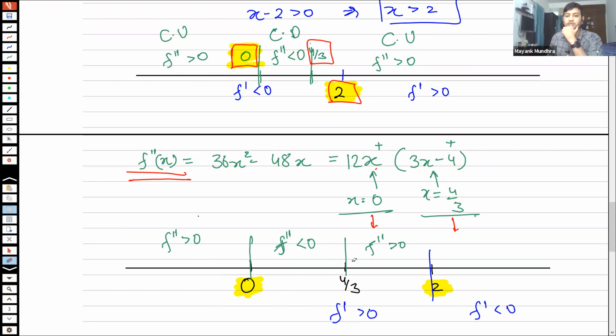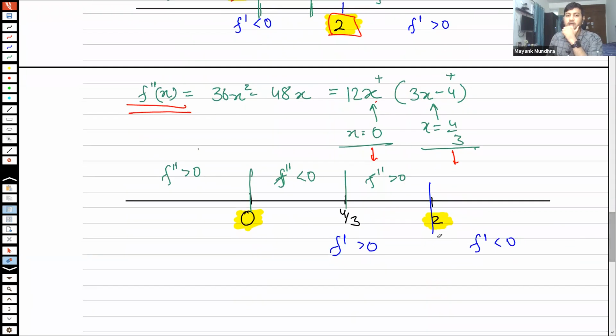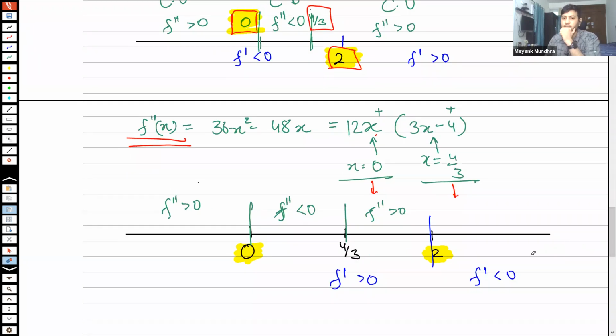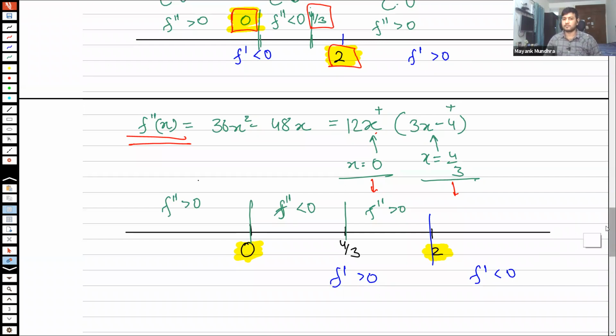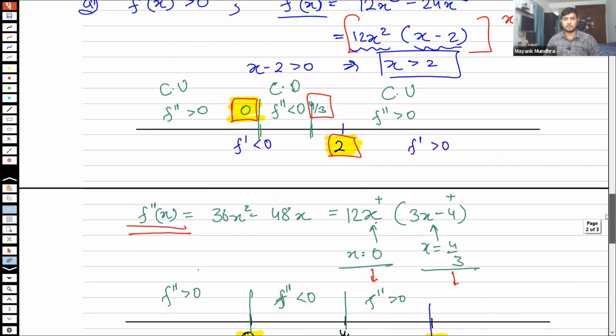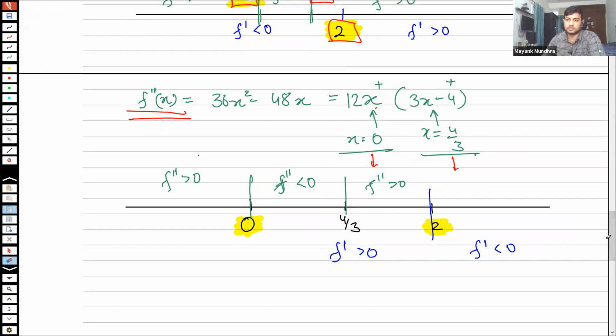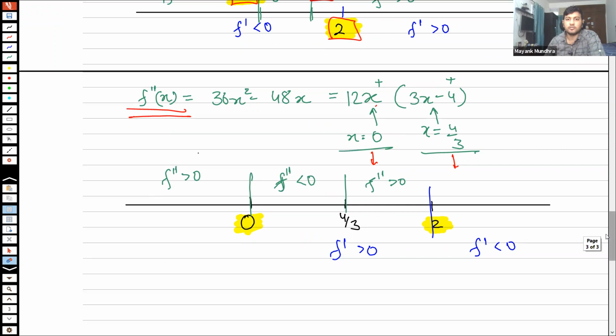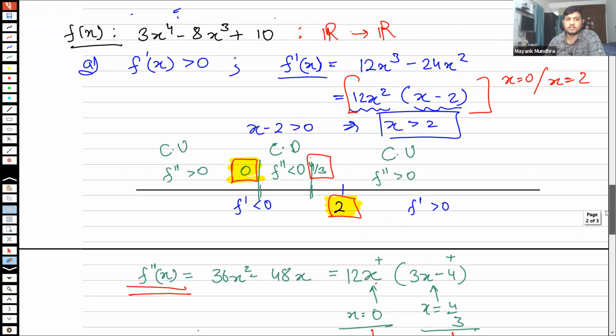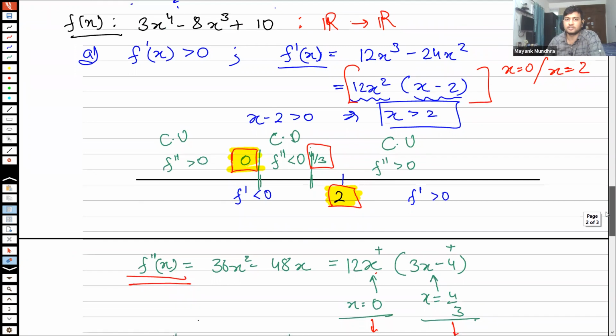So what is 0? Is it a maxima, is it a minima, or is it an inflection point? Do you guys want this, or I'm guessing you guys are sitting with a notebook, so I'm not going to bother scrolling up and down again and again. So just note down the function 3x to the power 4 minus 8x cubed plus 10. That's sufficient.